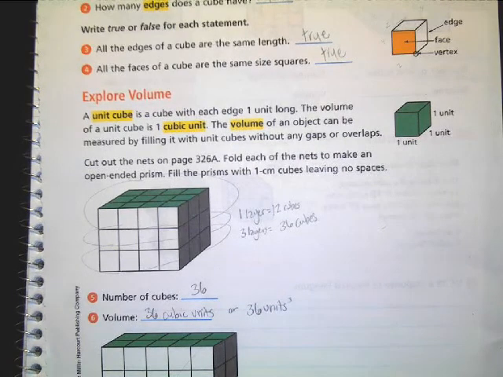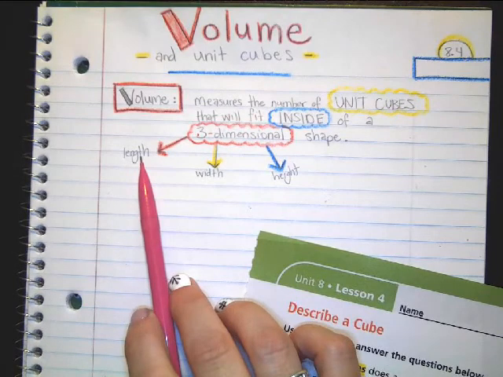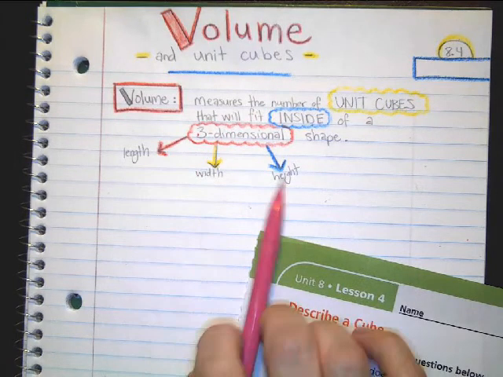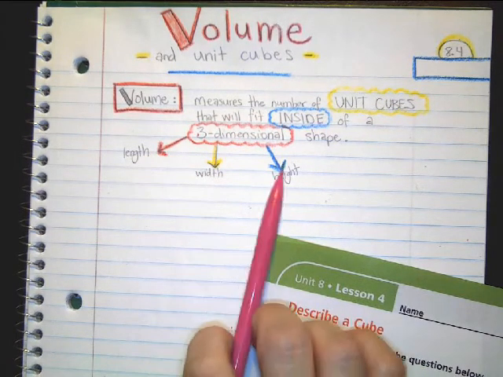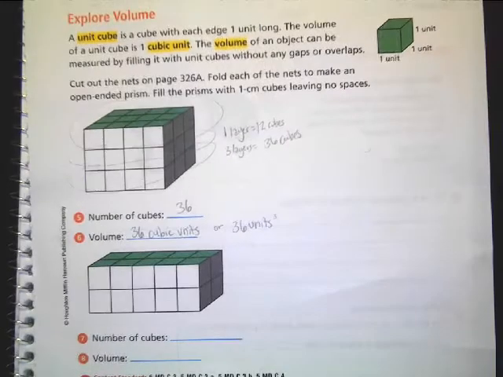To represent cubed, we put a little 3. Remember how when we were doing area to represent squared, we put a little 2? That's because it was 2 dimensions, length and width. But when we're doing volume, it's 3 dimensions, length, width, and height. So that's why we put a little 3. It's because there's 3 things we're measuring.